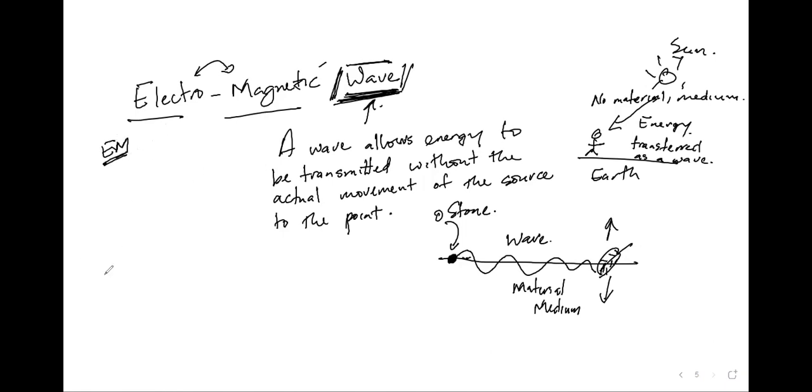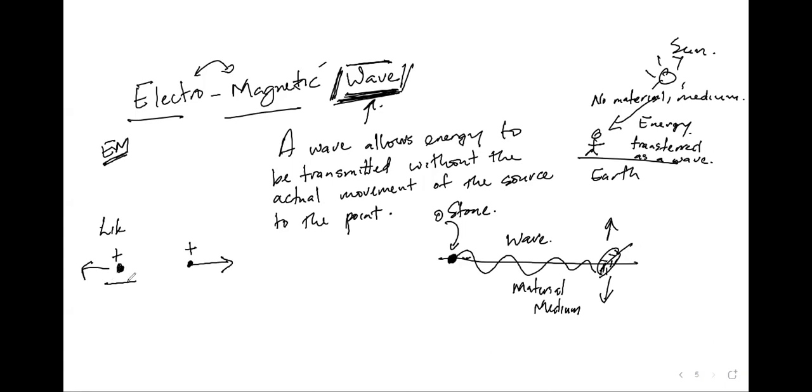So what if I have a charged particle? Let's talk about an electromagnetic wave. And there's another charged particle. If the two like charges are there, what is going to happen to these two particles? They're going to repel. So they are going to want to move away from each other.